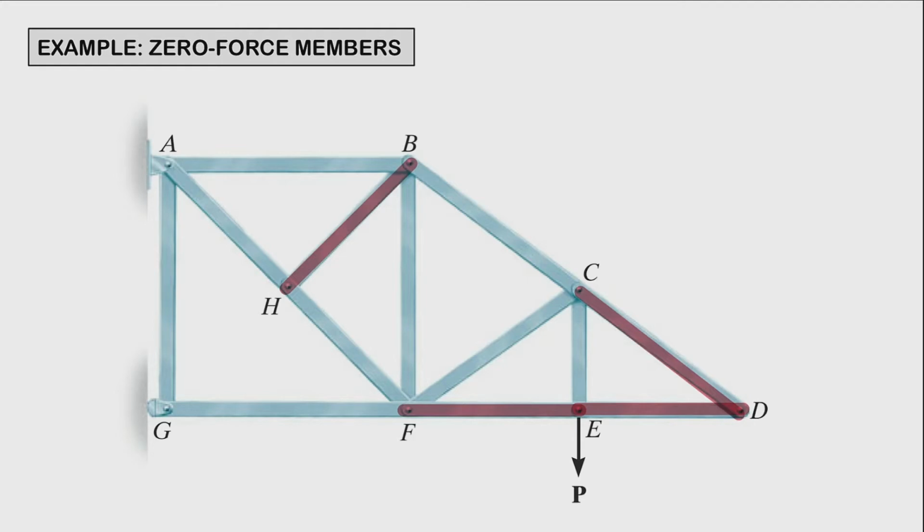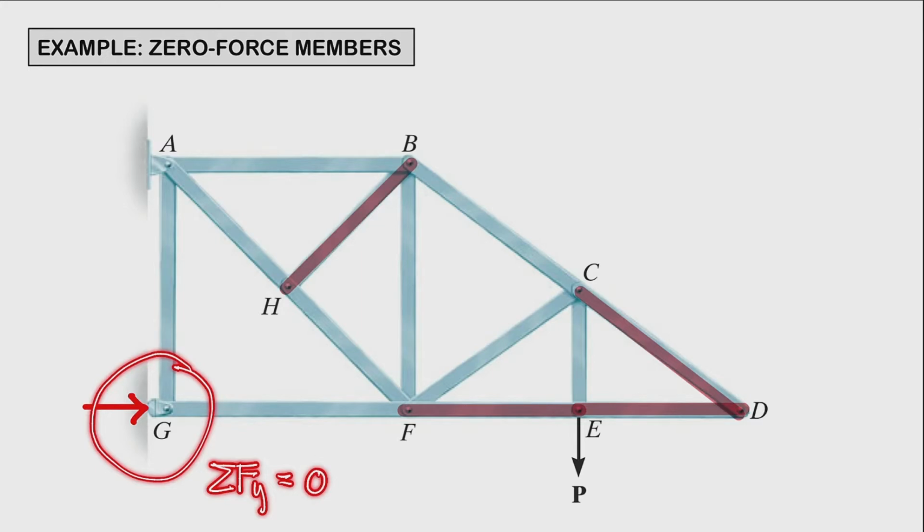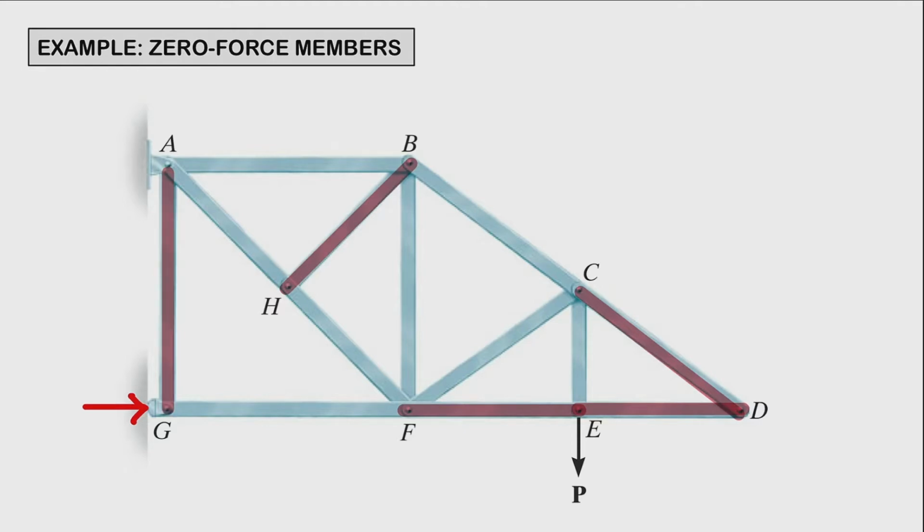If we look at joint G, so let's look at joint G. So joint G, this is a rocker. Therefore, we're going to have a horizontal reaction right here. And if we examine this joint and apply the equations of equilibrium, summation of forces along the y-axis, we'd know that your member AG is not going to be carrying any load. Therefore, that's also going to be a zero force member. Alright, I think that's about it.